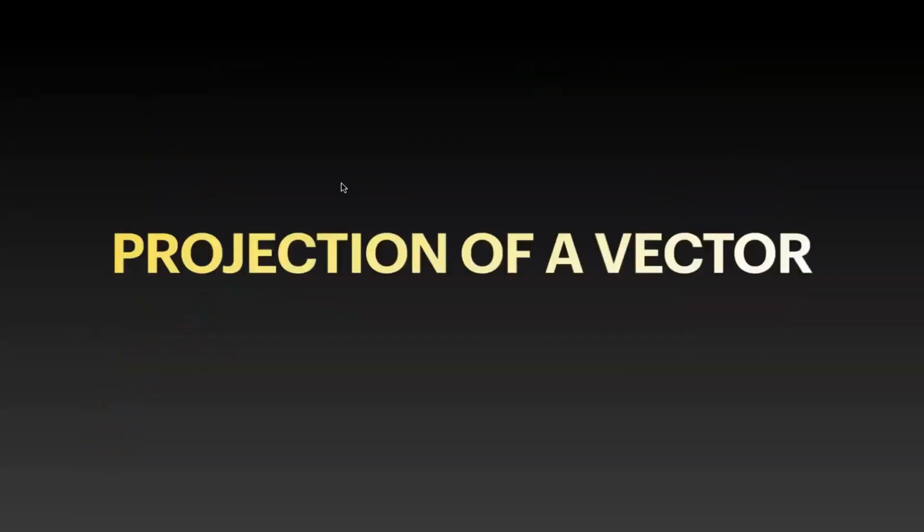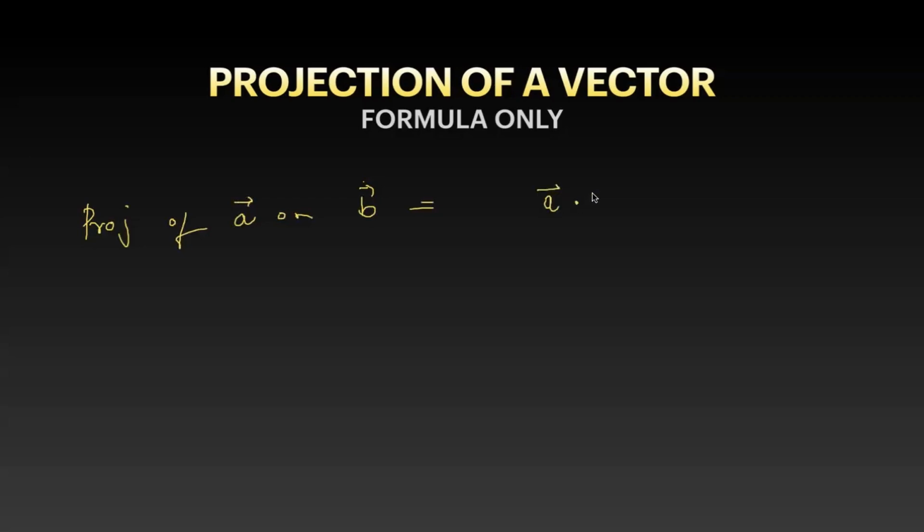Okay, so this is not very important in physics, but still I will give you the formula. Projection of A on B is given by A dot B by magnitude of B. A on B, so B will come in the denominator. This is the formula for projection of A on B. Clear? So this is one of the applications of dot product.